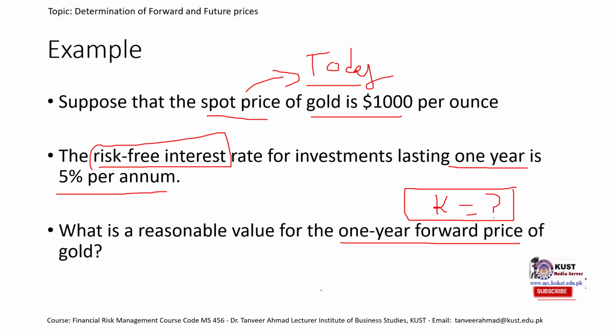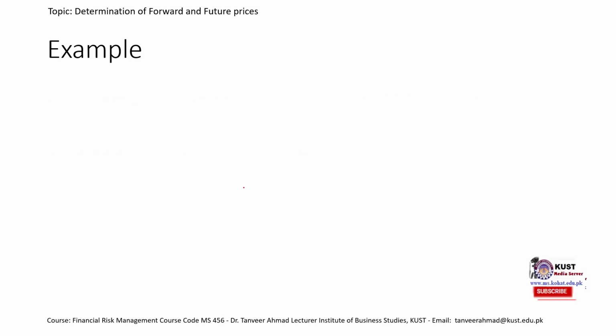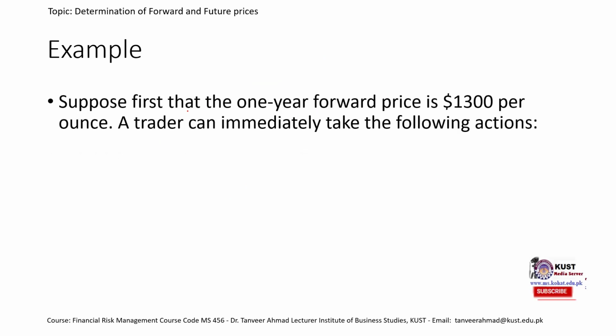So continuing with the example, spot price is 1,000 and interest rate is 5%, but now assume that the forward price is 1,300, right? So in this case, we are just assuming, what if the forward price was 1,300, what would happen then?